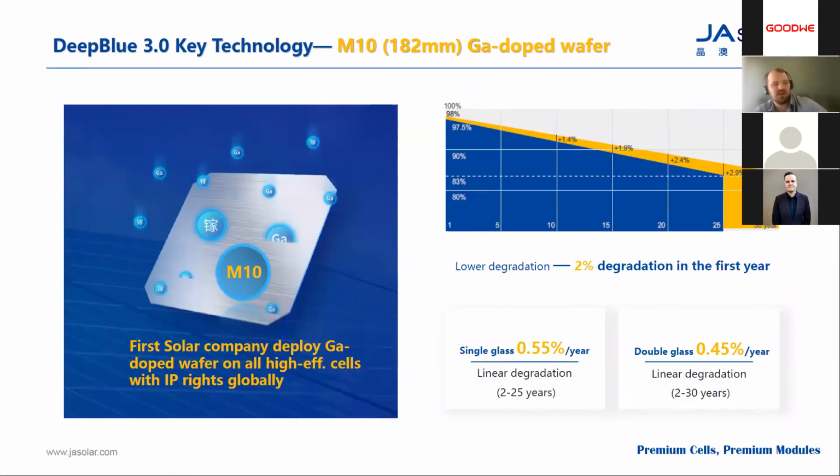Now, one of the other patented technologies that we have implemented is gallium doping wafers. Now, this is one of the main benefits of increasing module efficiency. So as you can see, by implementing an M10 gallium doped wafer, we can lower degradation of the module. So setting it at 2% over the first year, and then 0.55% per year thereafter. And that's on single glass, and double glass it's the same, except for 0.45% thereafter for a 25 to 30 year period.